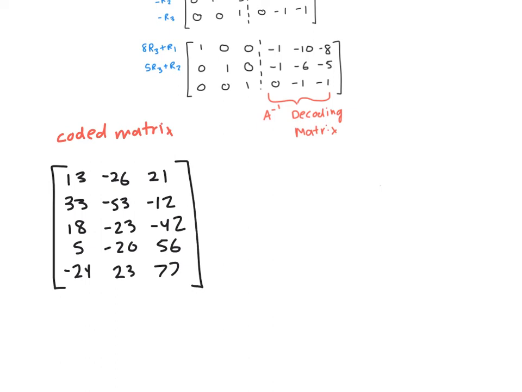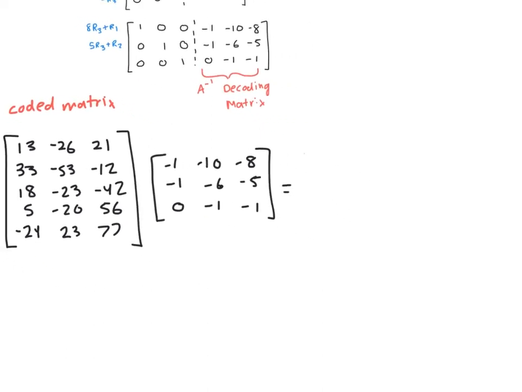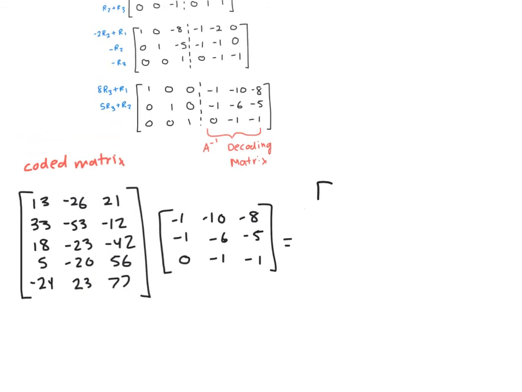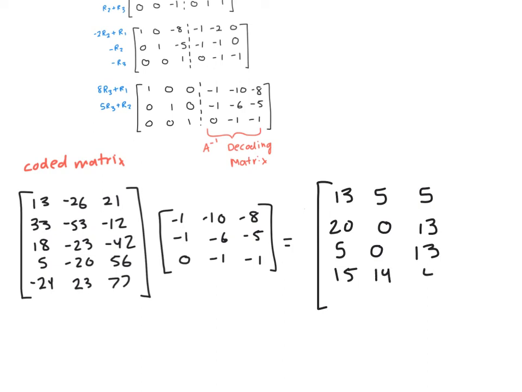And I'm going to multiply it by our decoding matrix, which is that A inverse. So -1, -10, -8, -1, -6, -5, and 0, -1, -1. And then you're going to do a little bit of matrix multiplication. So remember, across the rows, down the columns, and take those sums. And you should end up with 13, 5, 5, 20, 0, 13, 5, 0, 13, 15, 14, 4, 1, 25, 0.